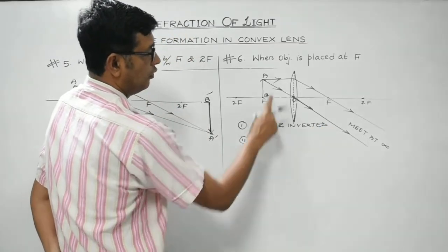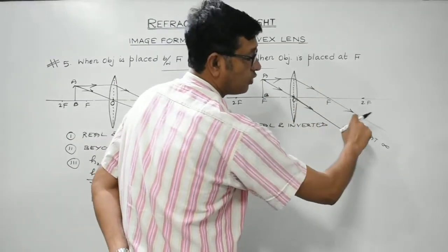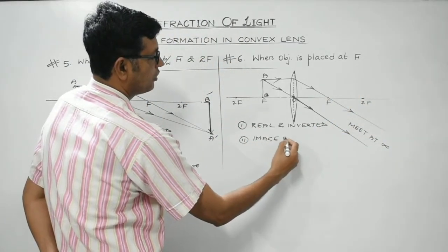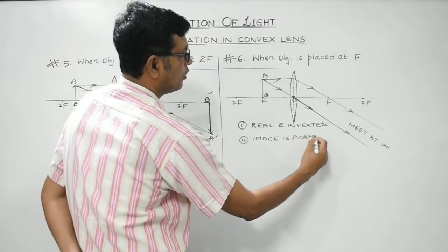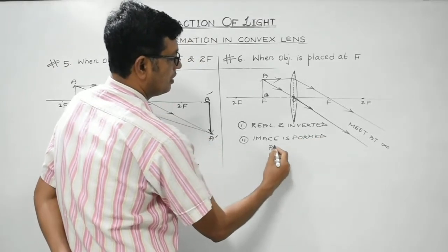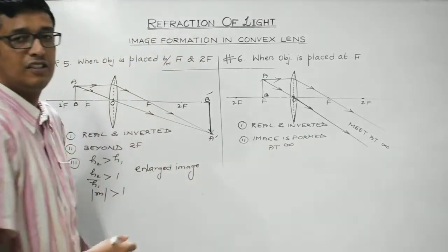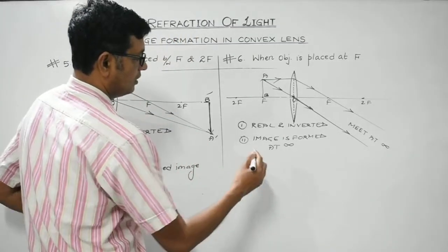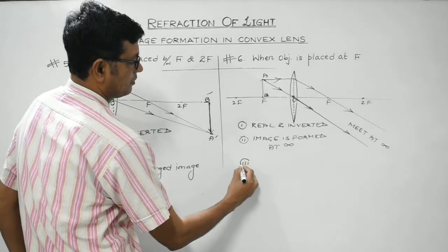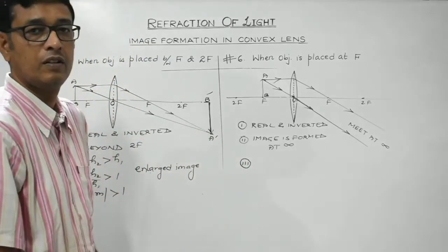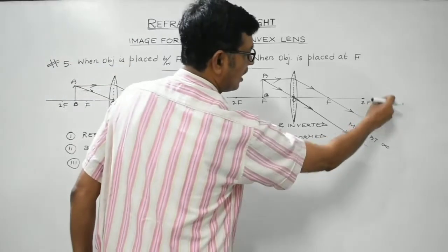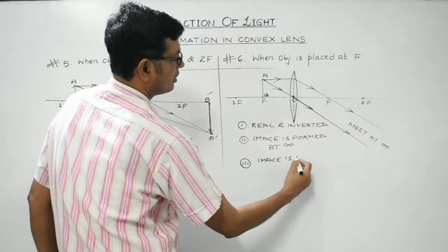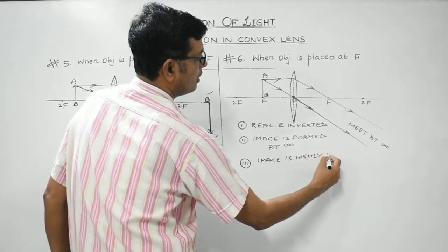Second, where the image is formed: these two rays will meet at infinity. So, the image is formed at infinity, right? Third point: the image is highly magnified.